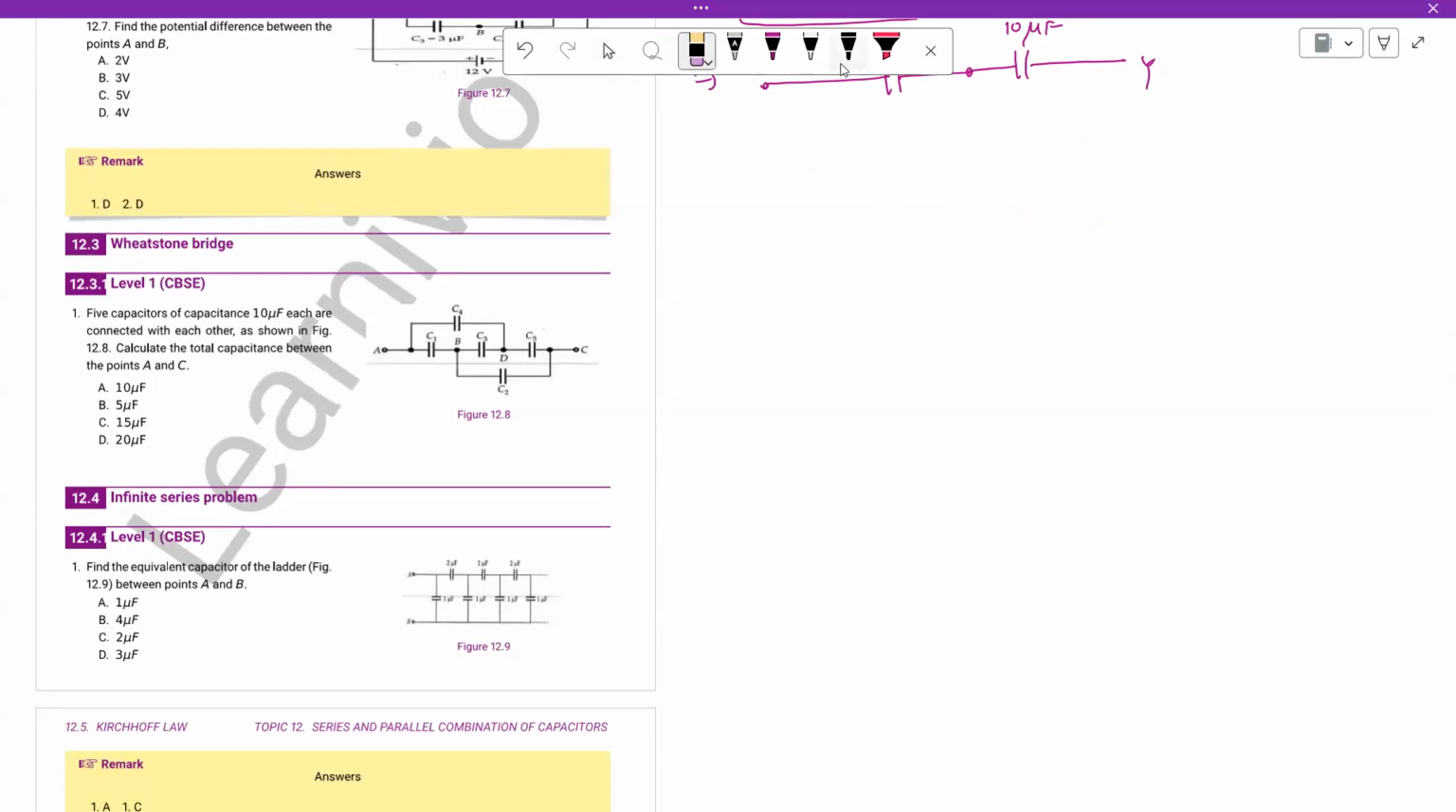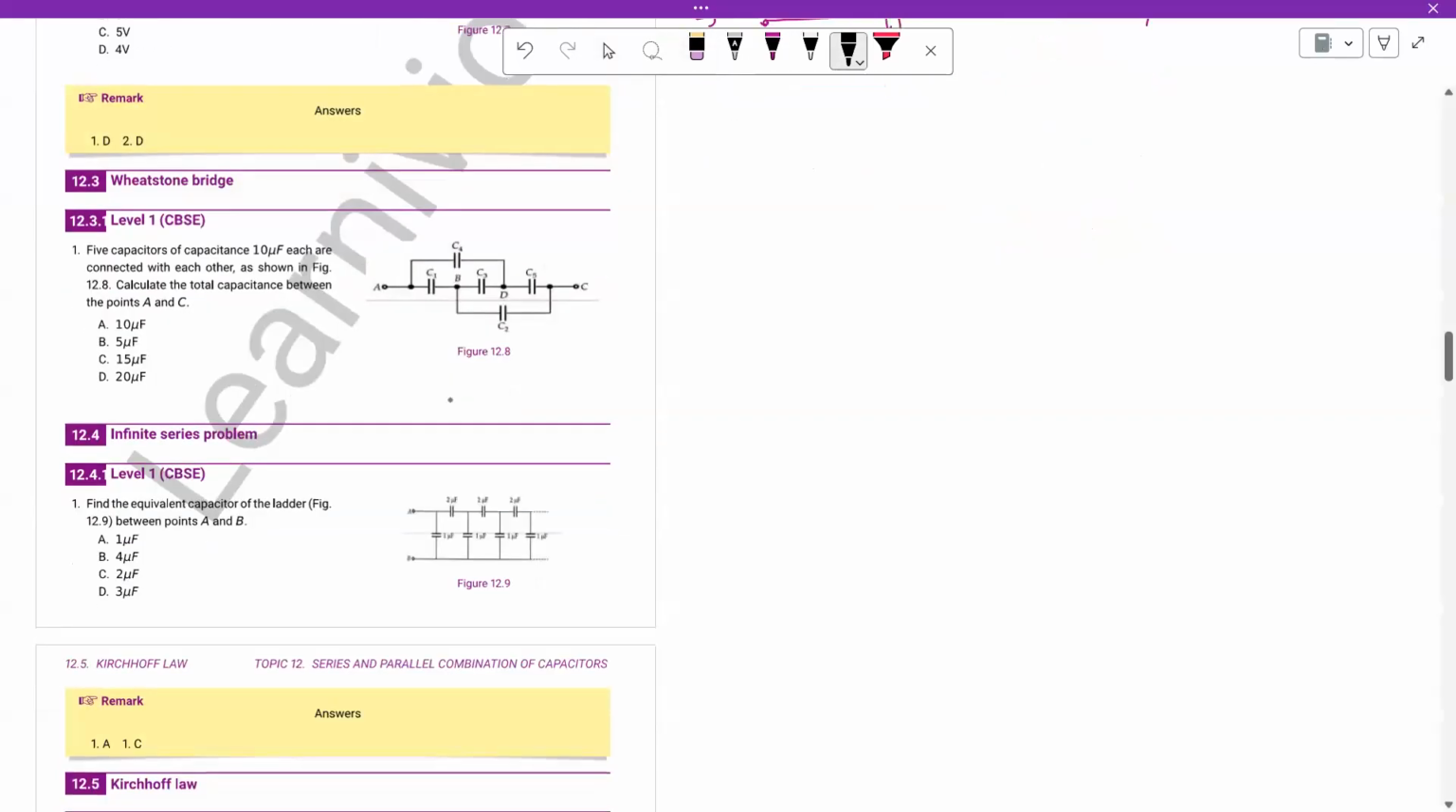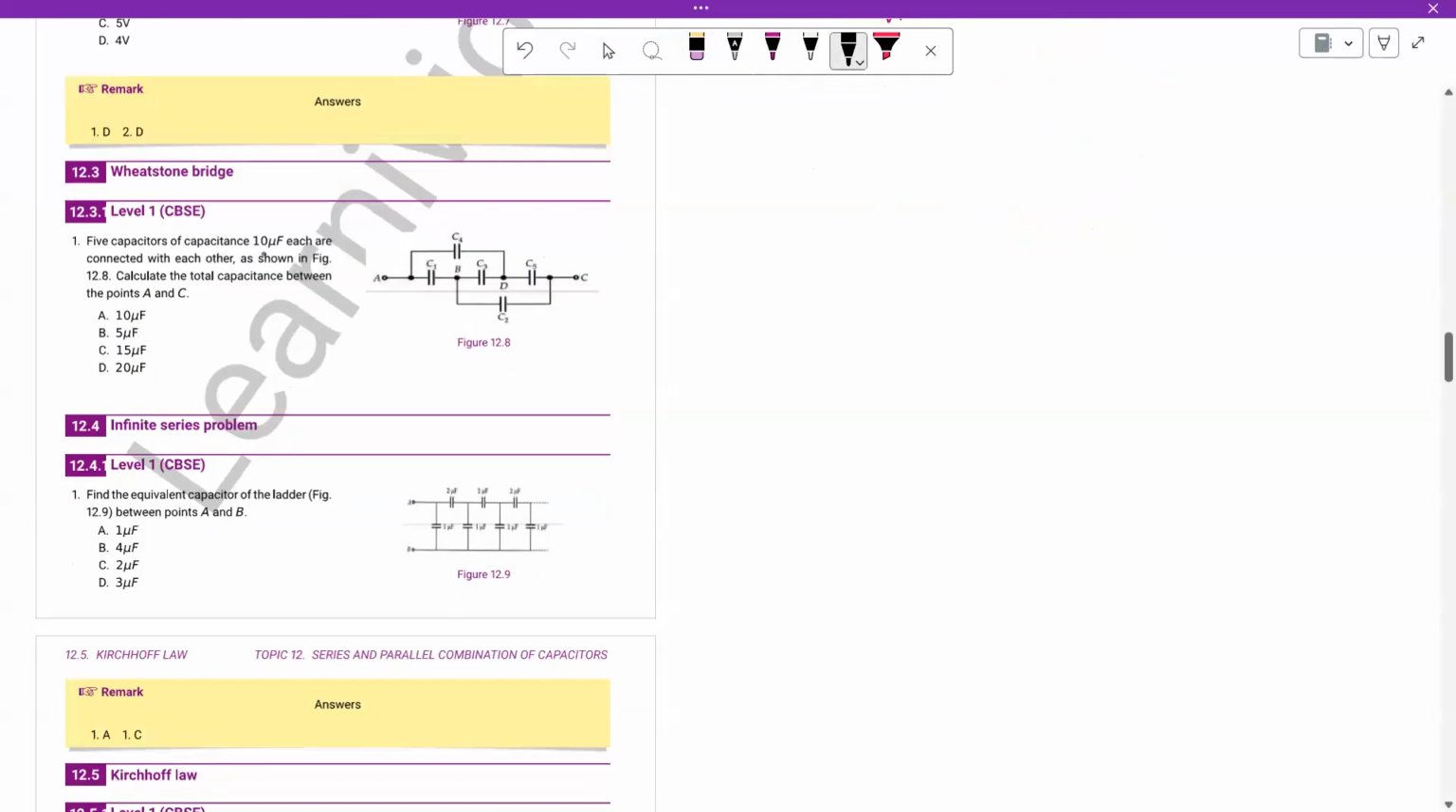So this is a question on the Wheatstone bridge, right? Five capacitors of capacitance 10 microfarad each are connected with each other. We will start with, let's say, point A. So this is A, and then this is point B. So this is the capacitor, and this is the B point.